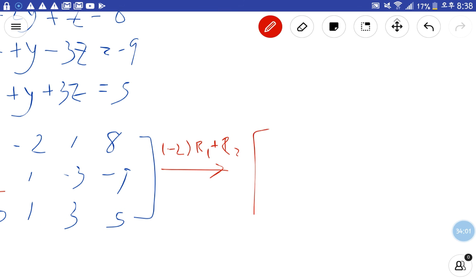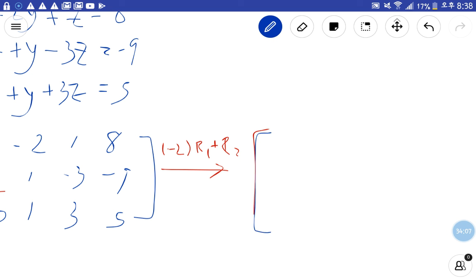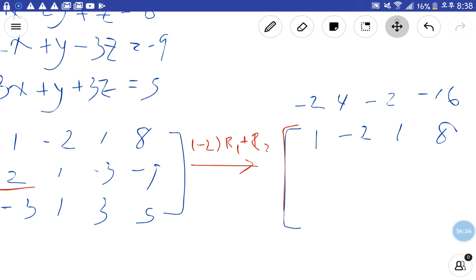So if you times -2, you would have -2, 4, -2, -16, and you just keep your first row the same. And the second one, you are going to add together. So -2 plus 2 would be 0. 1 plus 4 is 5. -3 plus -2 is -5. -9 plus -16 is -25. And the last row, keep it.